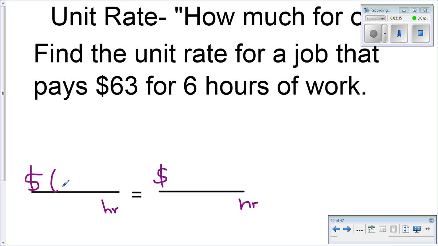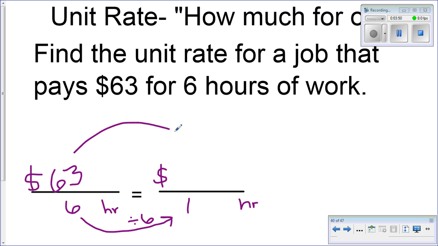So this job pays $63 for 6 hours of work. We want to know how much for one. So what do I do to 6 to get 1? Well, 6 divided by 6 is 1. Which means if I want to find the unit rate or the hourly wage, I'm going to take 63 and also divide that by 6. Okay. So unit rate is simply just division. But like I said, setting up a proportion like this helps us a little bit more.